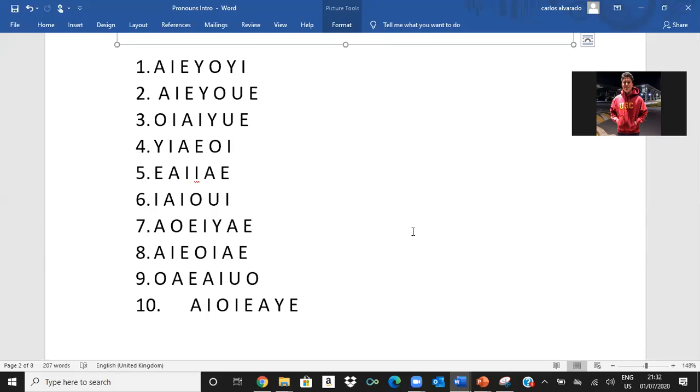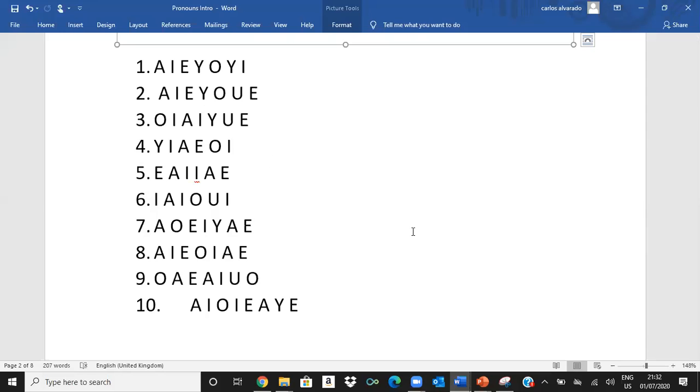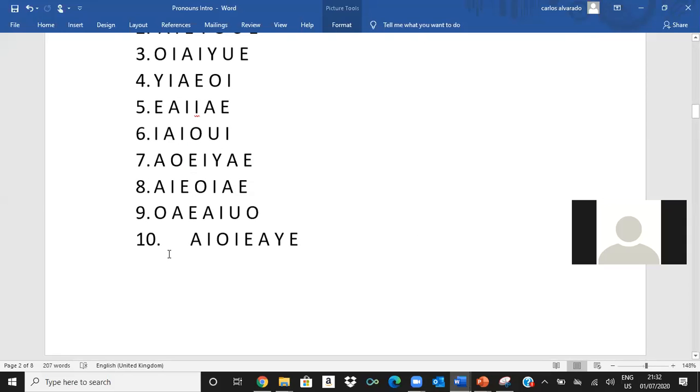Number five. Let's see, who else do we have? Henry. Number five. Okay, teacher. E, A, I, I, A, E. Very good. Okay, then we have number seven. Neri. Neri, number seven. A, O, E. Y? No. Voy a empezar de otra vez. A, O, E, I, Y, A, E. Very good, very good. Next, Criseida, number eight. A, I, E, O, I, A, E. Very good. Okay, number 10. Let's say, Vanessa, number 10.